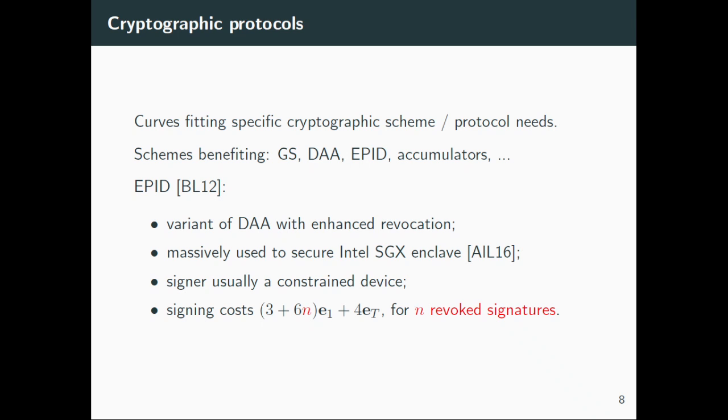It is a privacy-preserving scheme that enables users to be authenticated and enables enhanced revocation of untrustworthy users. It is massively used to secure Intel SGX enclaves. So in that case, the signature is done by a constrained device. Upon signing, the device needs to show that it is not the issuer of any revoked signatures. That scheme does that through exponentiation in G1. Hence, we have an incentive to reduce the size of elements of G1 and the cost of exponentiation in that group.